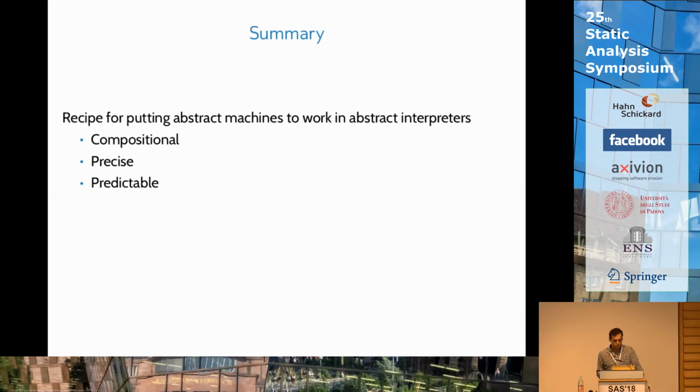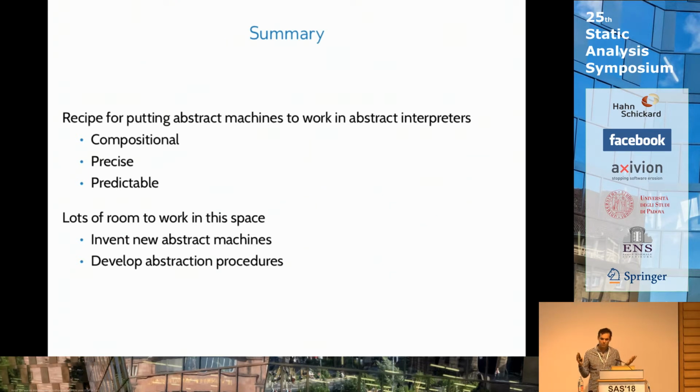All right, so that's more or less it. I presented this recipe for building abstract machines. So next time, or for building abstract interpreters. So next time you want to develop a numerical invariant generator, maybe you can think about following this alternate recipe for building abstract interpreters.